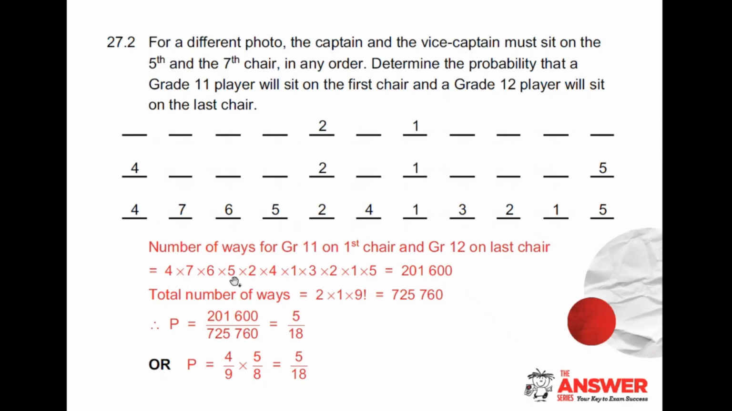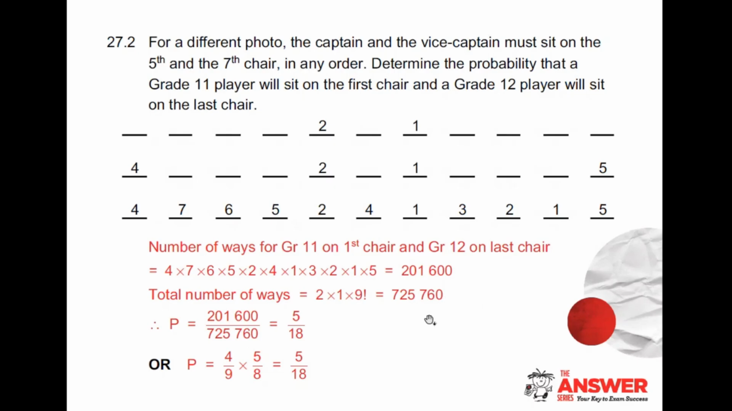These are just random players. There's my captain, vice captain, random player, the other one of captain, vice captain, random players, and my grade 12. What is the total number of ways? Now, I said the captain and the vice captain have to be on those chairs. So my total number of ways is 2 times 1, okay, because they have to be on those chairs. How many players can I arrange on the remaining 9 chairs? It's 9 factorial. And my probability is that over that.